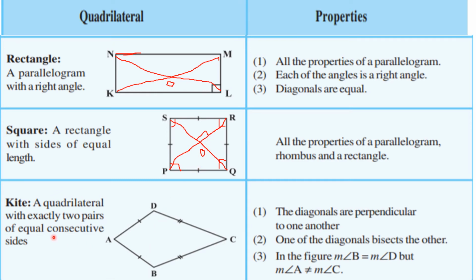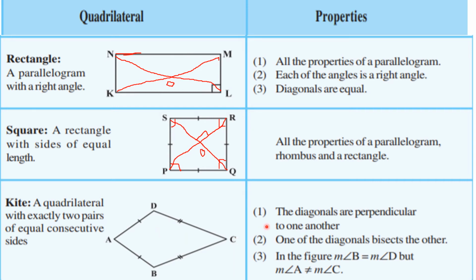Right. Next is a kite. A quadrilateral with exactly two pairs of equal consecutive sides. If you observe this quadrilateral ABCD, AB and AD are consecutive sides, one pair of consecutive sides. BC and CD are another pair of consecutive sides. Here AB length and AD length are equal. Similarly, BC length and CD length are equal. Then this quadrilateral is called a kite.